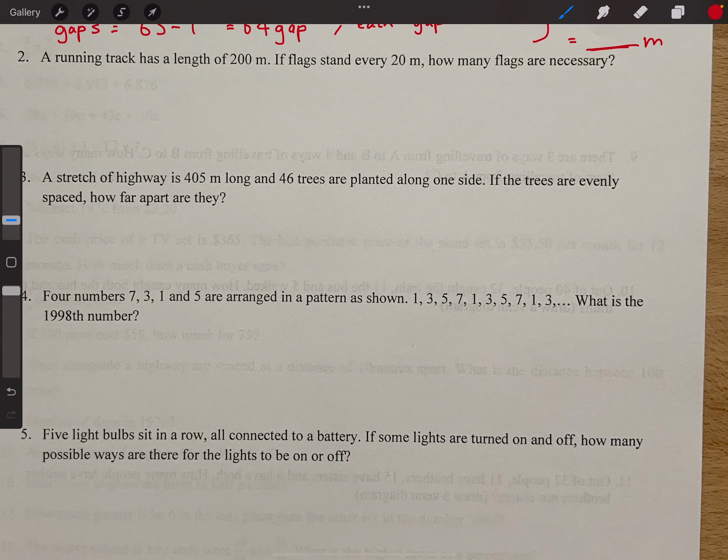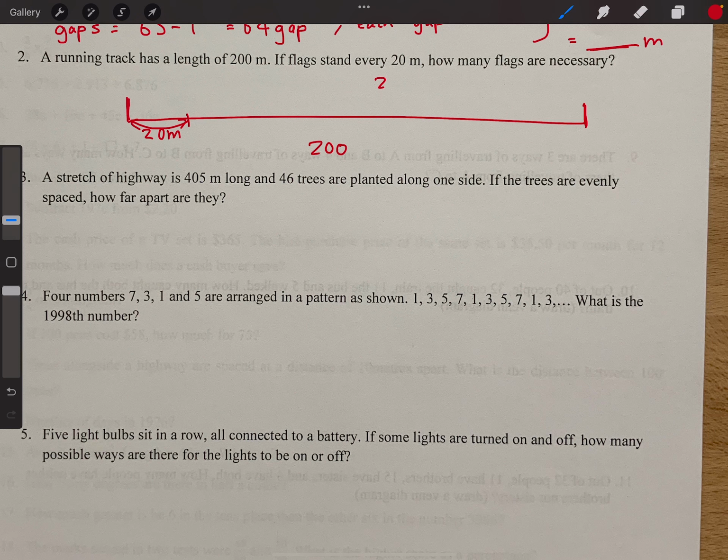Okay, now question 2. A running track has a length of 200 meters. If flags stand every 20 meters, how many flags are necessary? So what we're going to do is we have a distance from the first flag to the last flag. That's 200 meters. And between each flag we have 20 meters. Now remember, this is gaps. This is the gap distance.